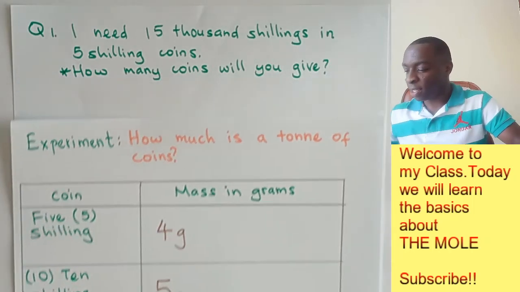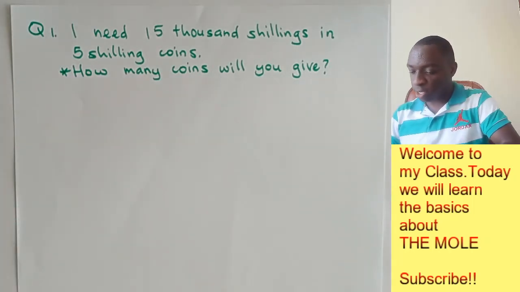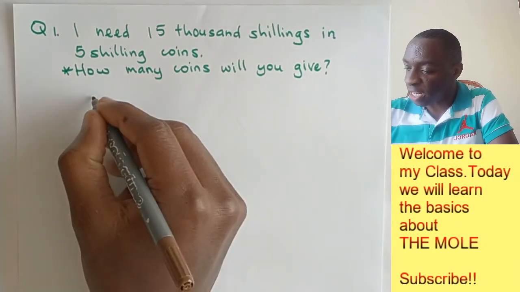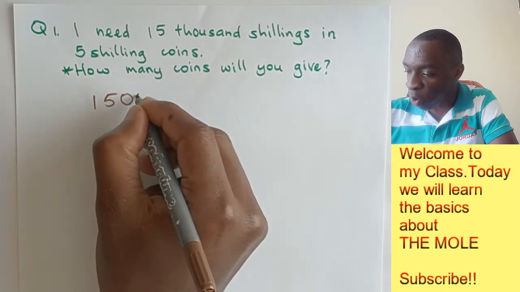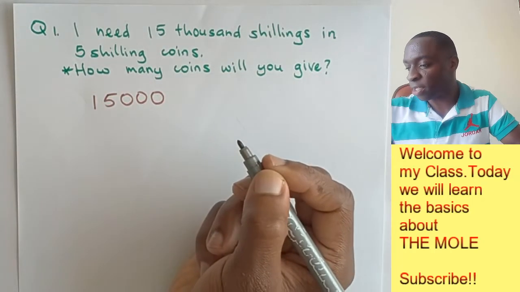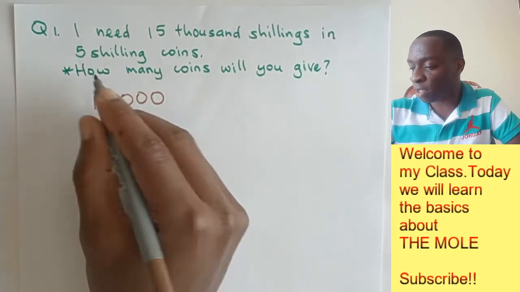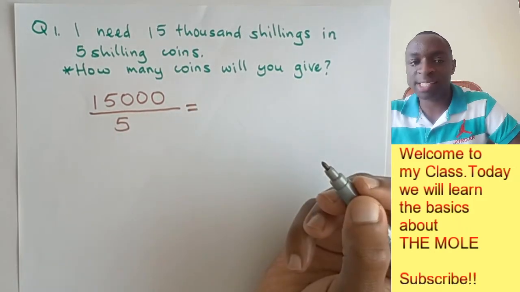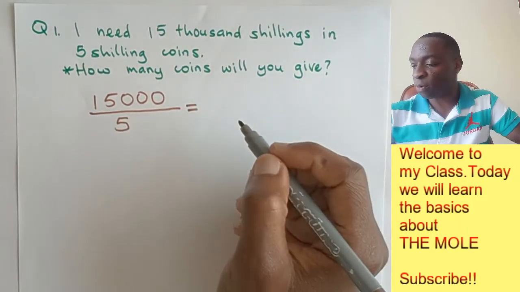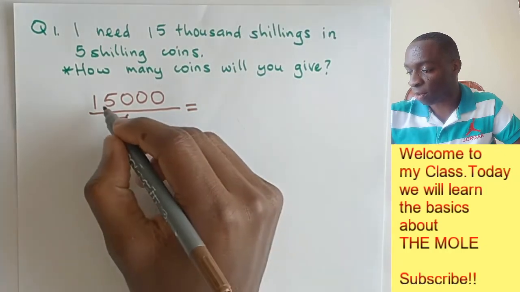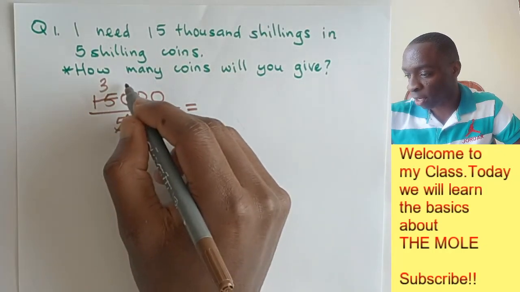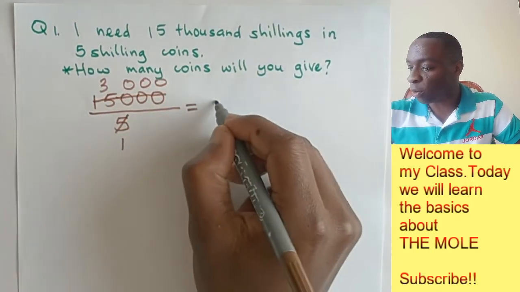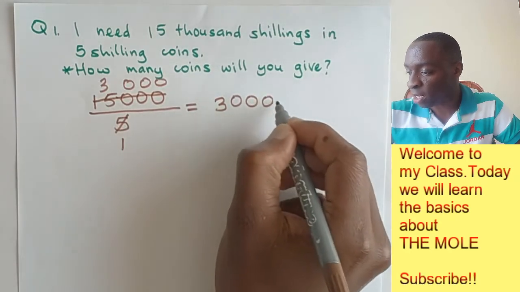That will be easy. You will just do like this. You will say, okay, I know that I need 15,000 worth of money, and each coin is 5 shillings. So now I divide that by 5 to get how many coins I would give. That one would be very easy. You just divide this and you cross this one by 1, this one by 3, and of course it remains 3,000. So you will need to give 3,000 coins.